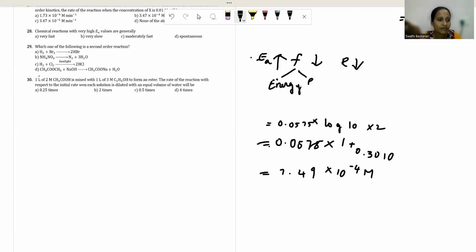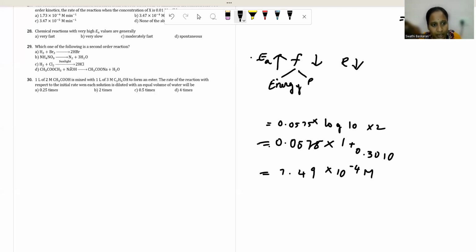Hence, we understood that option D only will be the correct option for this question, where they are asking for the second order reaction. Which one of the following will be a second order reaction? This one. I told you also in the class that when esters, here methyl acetate or ethyl acetate, any ester, is subjected to sodium hydroxide, that is alkali hydrolysis, the process is called saponification. Saponification is an example of second order reaction.